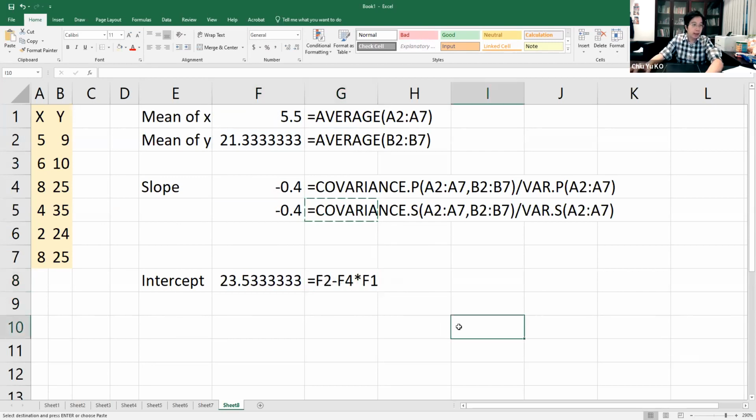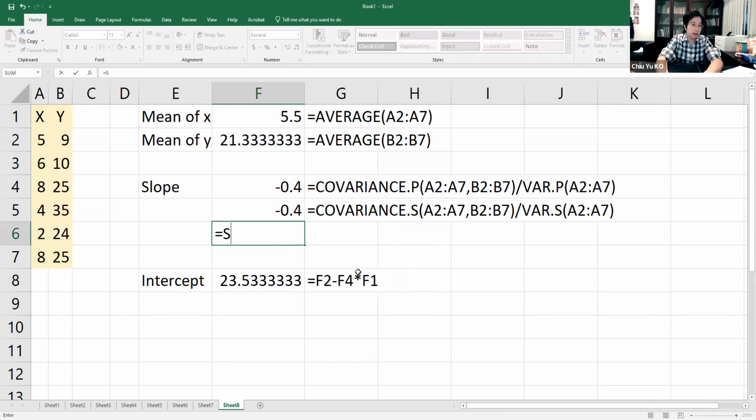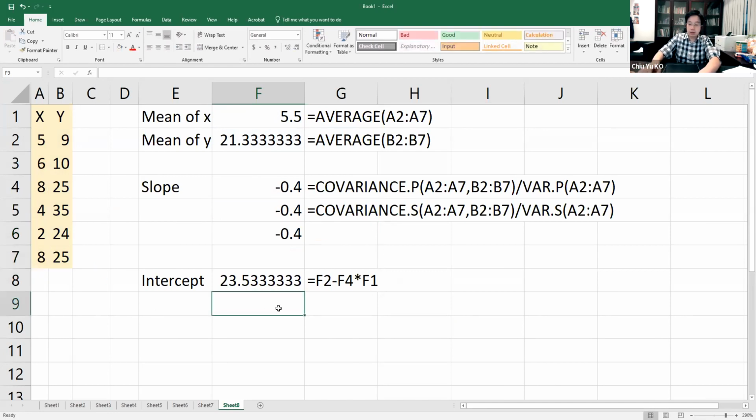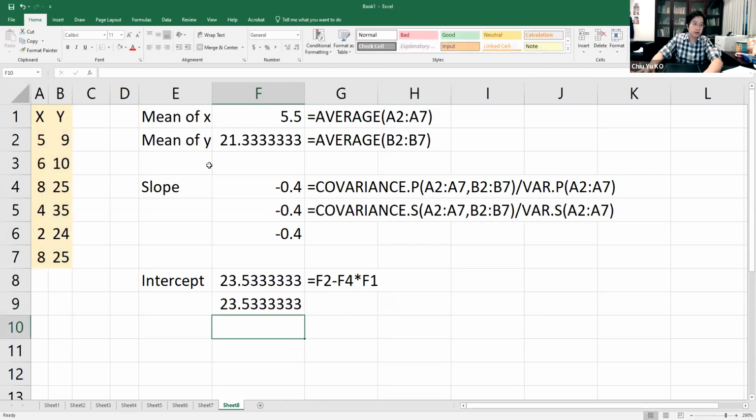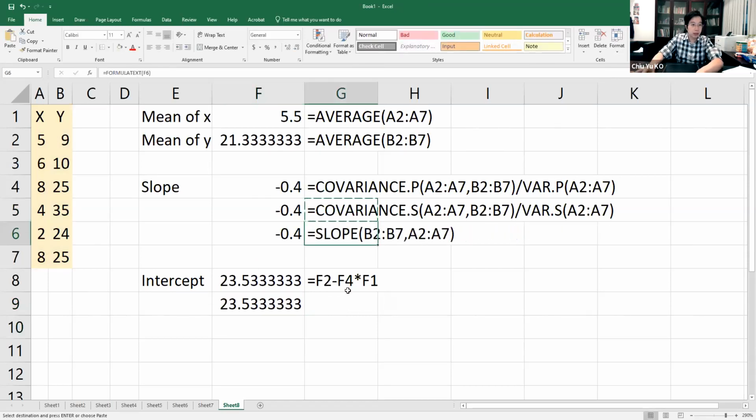Okay. And since regression is so common, the recent version of Excel actually allows you to calculate the slope directly. So you can put the slope and you put the Y and you put the X. Okay. So it gives you the same answer here. If you put the intercept, Y and X, then it also gives you the answer. Okay.